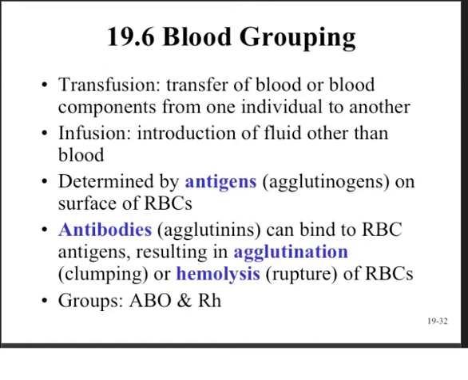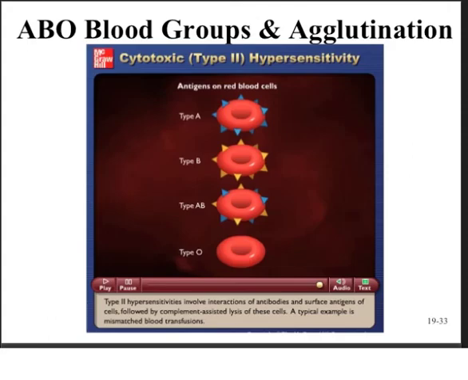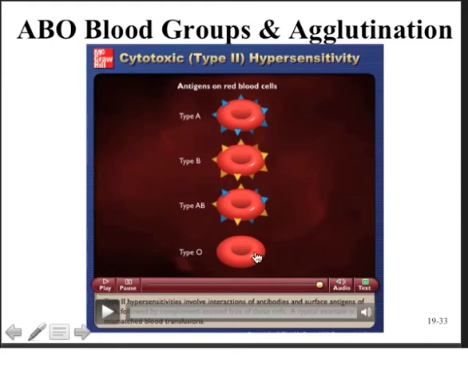The main antigen groups are the ABO and the RH groups, and we'll talk about each of these in this video. We'll talk about the ABOs, and then I'll address the RH groups. So take a listen.